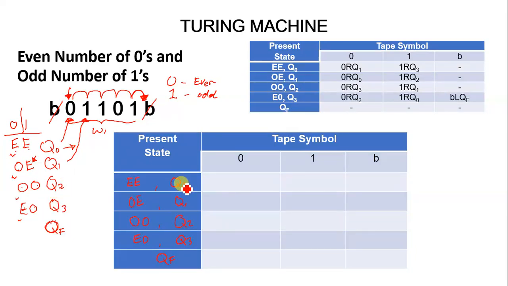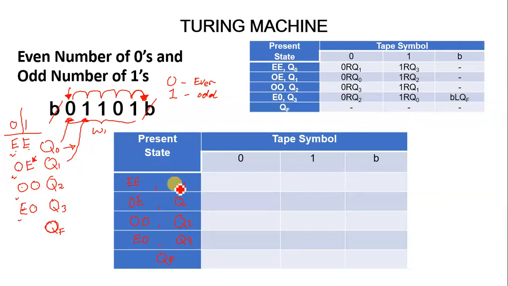So we start with Q0. At Q0, if we read symbol 0, this will affect the number of 0s. At this state, the number of 0s is even. So once we read 0, the even number of 0s will change to an odd number of 0s, and the number of symbol 1s remains the same.